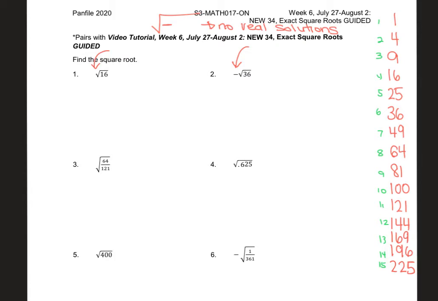So if you look, the square root of 16 is 4. All right, we want the negative number. The square root of 36 is 6. What that means is that number times itself will give you the number that's in the square root. So 4 times 4 gives you 16. 6 times 6 gives you 36. This one, when it's a fraction, we just take the square root of the top and the square root of the bottom. So we could say that this is really the same thing as this.